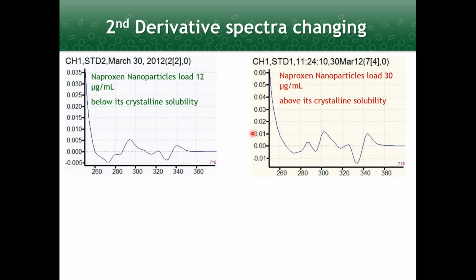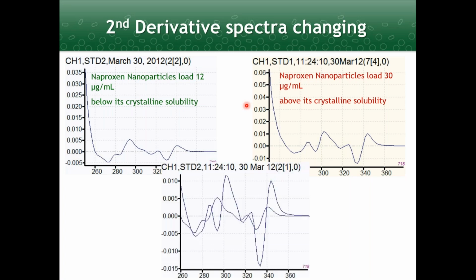On the right plot, the load of nanoparticles was 30 microgram per milliliter, which is above its crystalline solubility. Are these spectra the same? It's sometimes difficult to answer this question from just looking at the spectra. But it becomes very obvious if we overlay the left and right spectra on the same plot. They are different.